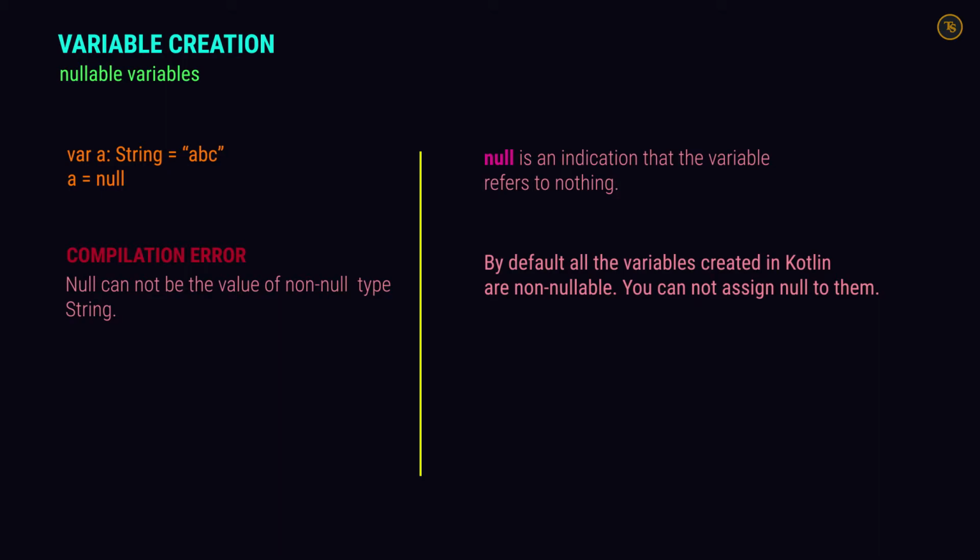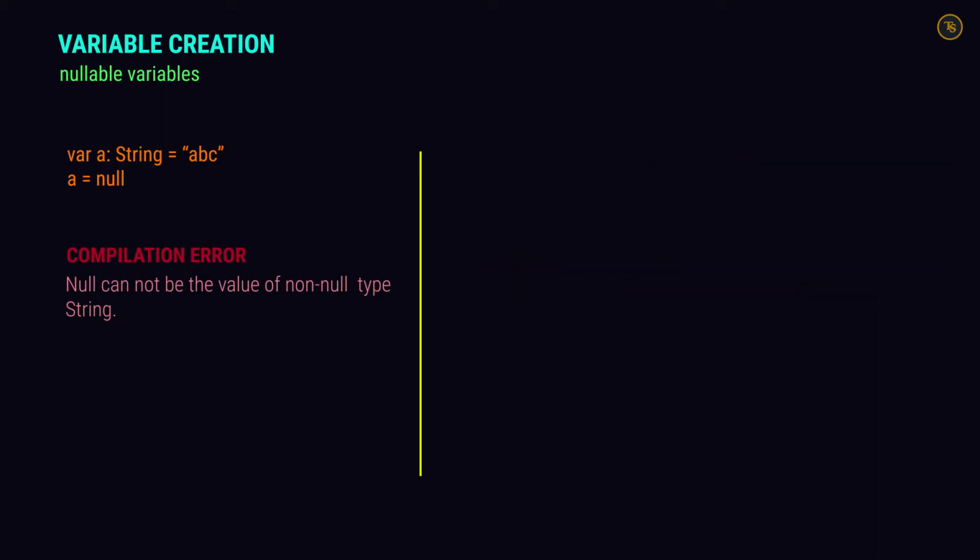If you think that the value of a variable can be null, then you have to specifically define the variable as nullable. And to do that, you have to use a question mark. So the general syntax for declaring a variable as nullable is like this. First type the var keyword, then the variable name, after that a colon, the data type of the variable, just after the data type use a question mark, then an equal sign, and then the value which you want to assign to this variable. This question mark tells Kotlin that the variable can hold null values.